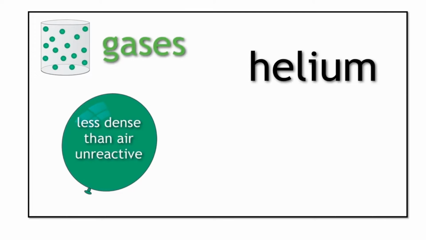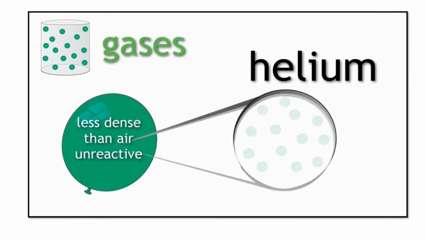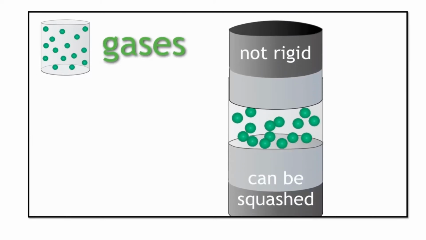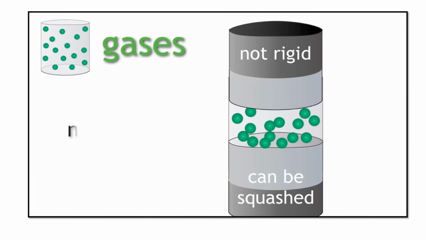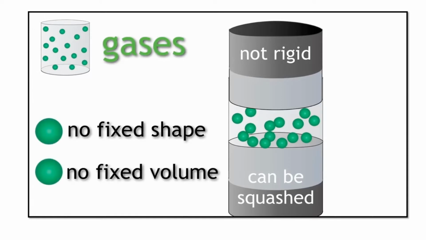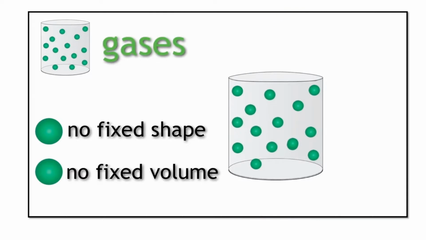Again, as with solids and liquids, the properties of gases depend on how the particles in gases are packed. Unlike solids and liquids, the particles in gases are not closely packed, they're far apart. As a result, gases are not rigid and can be squashed or compressed. They do not have a fixed shape nor fixed volume. They fill the whole space they are in.